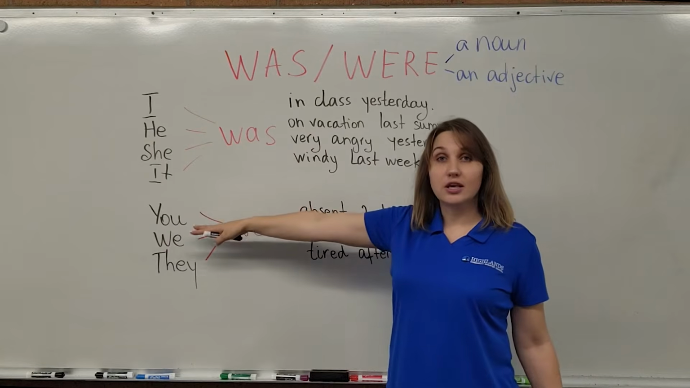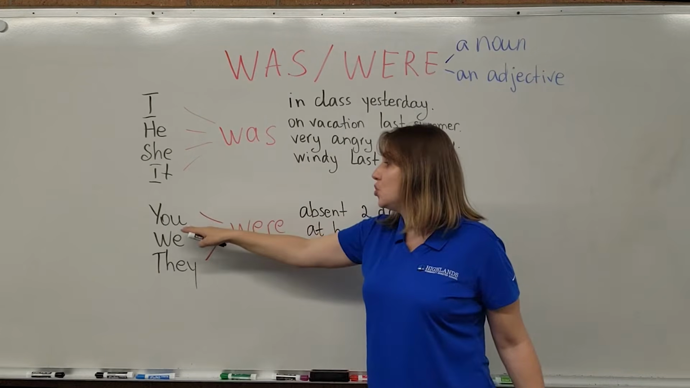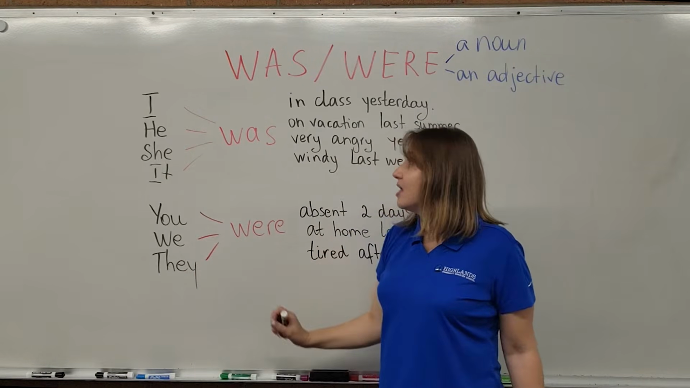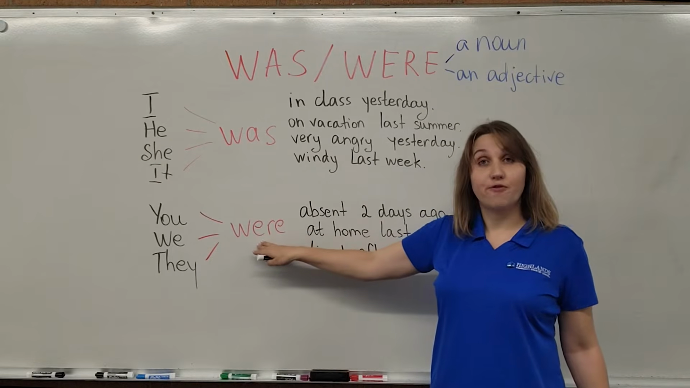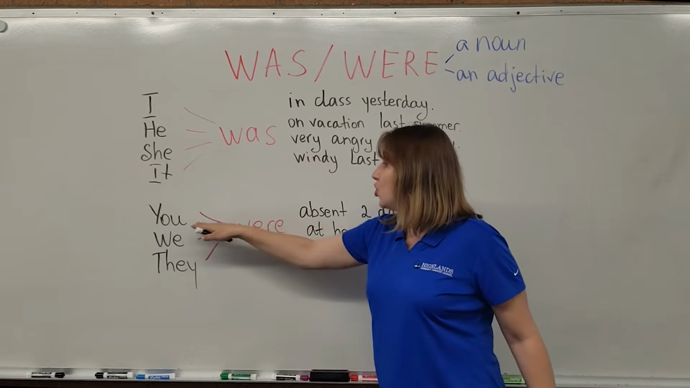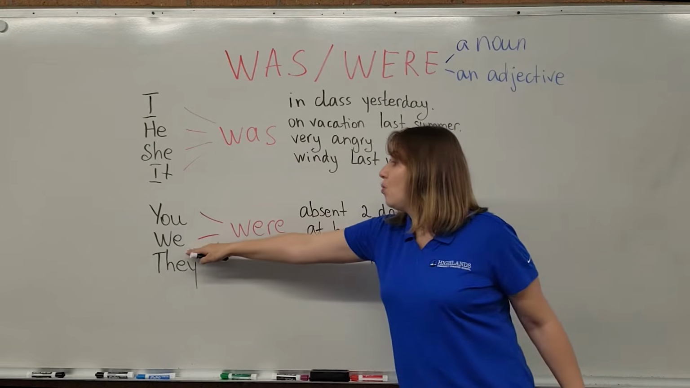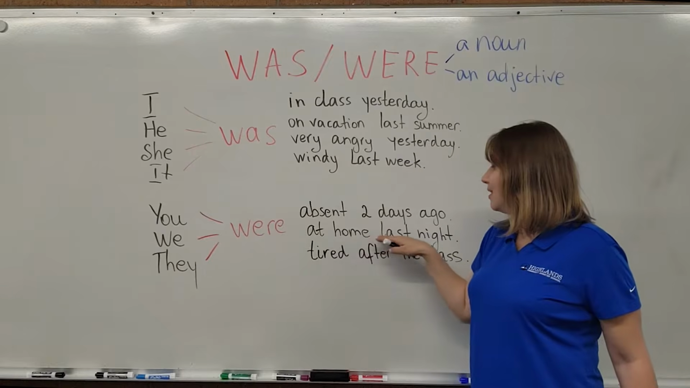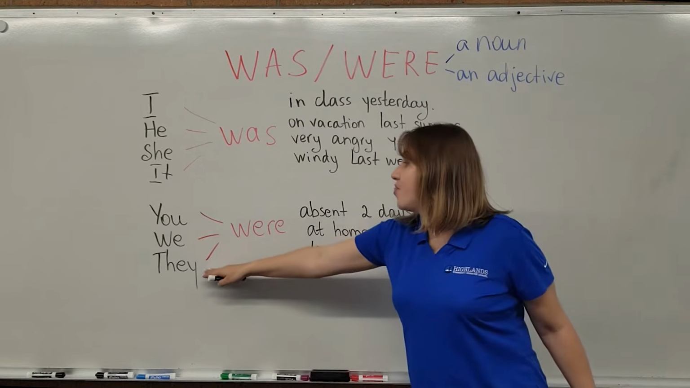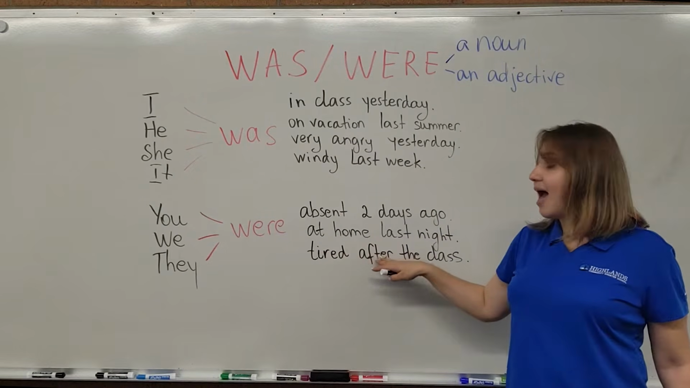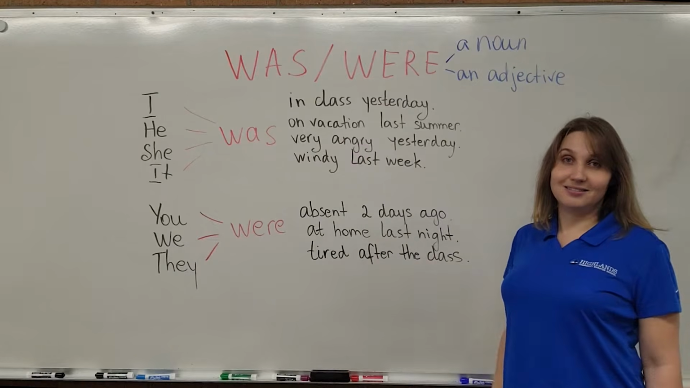However, when you are using the pronouns you, we, or they, then you are going to use the form were. You were absent 2 days ago. We were at home last night. They were tired after the class.